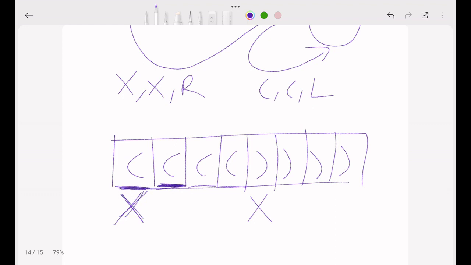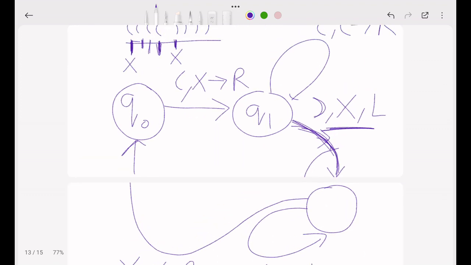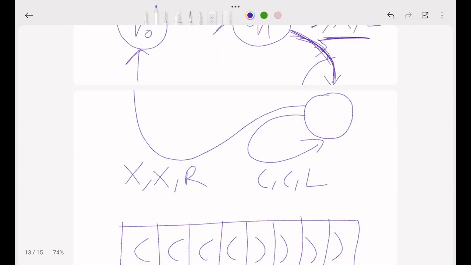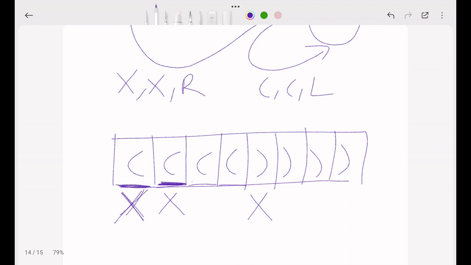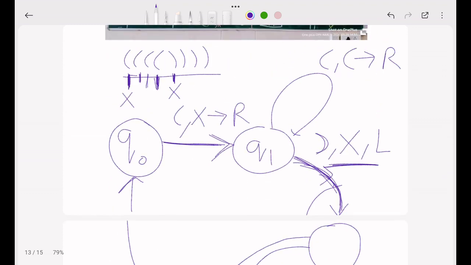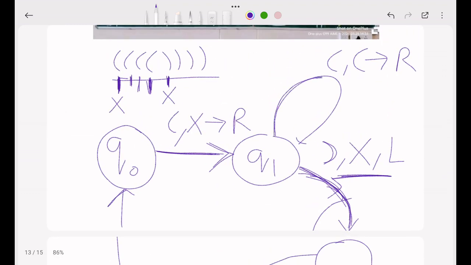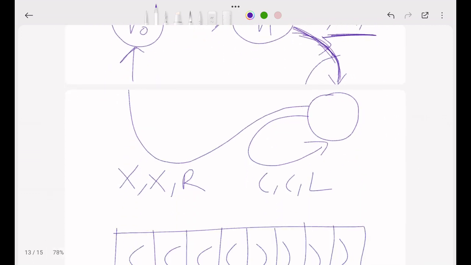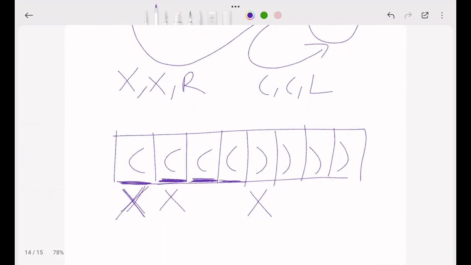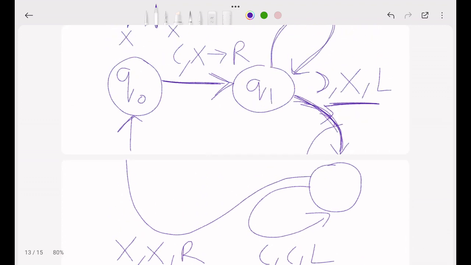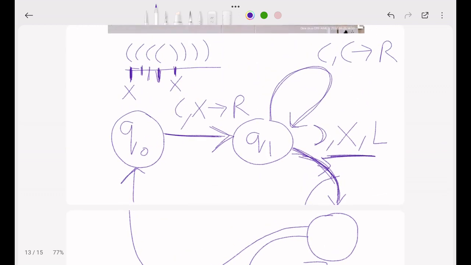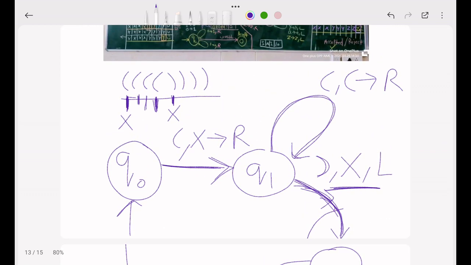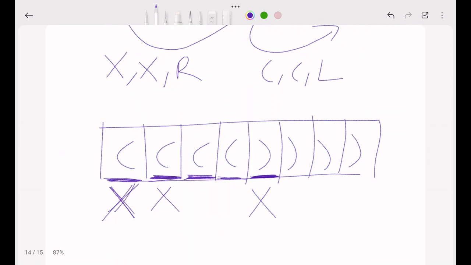Now I am pointing here, which means I reached here. This replaced by x, this replaced by x and move right. Now I am pointing here. See here, there are many such symbols coming, all replaced by this and move right. Now I am here, but there is x. Whenever there is an x, x replaced by x and move right.